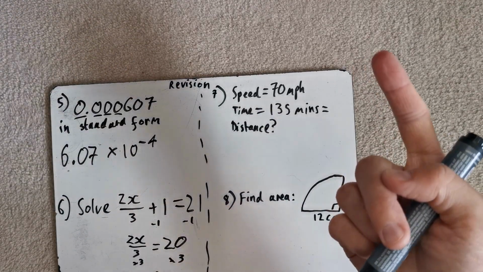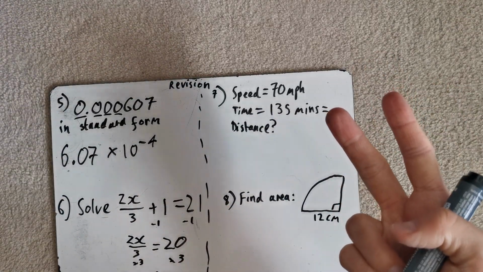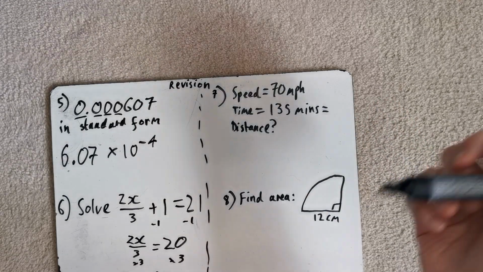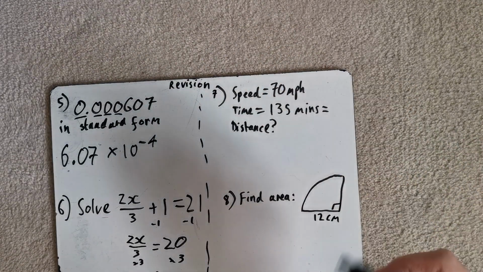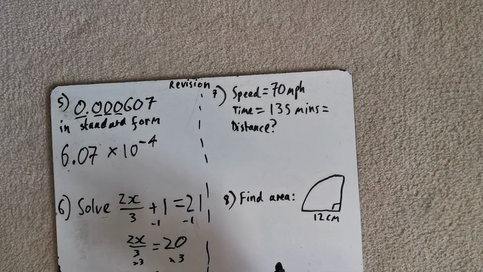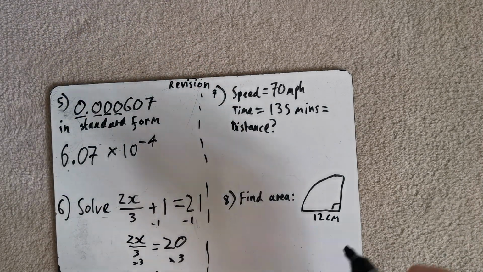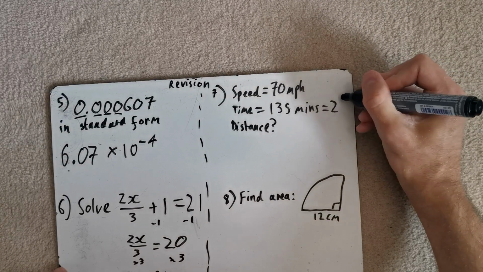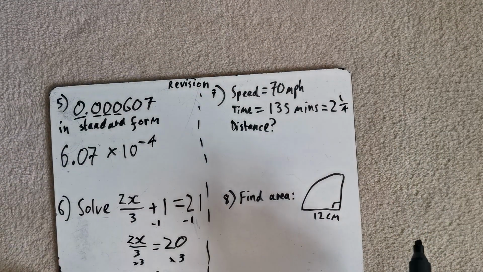So 60 minutes is 1 hour. 120 minutes is 2 hours. What's our remainder? It's 15 minutes. What fraction of an hour is 15 minutes? Okay, if you look at your clock, you'll notice that 15 minutes is a quarter of an hour. So this is 2 1/4 hours.